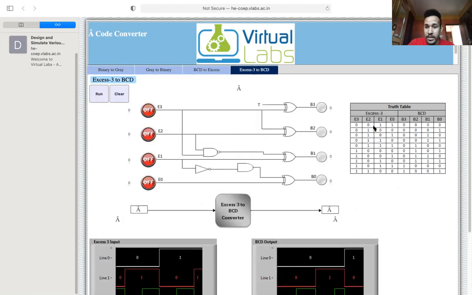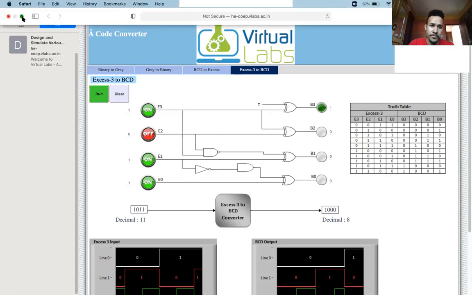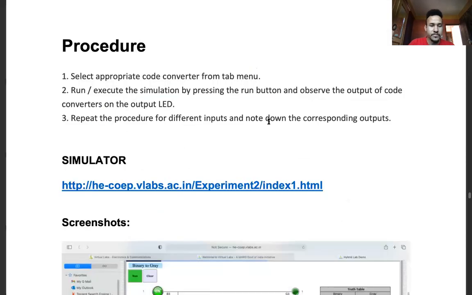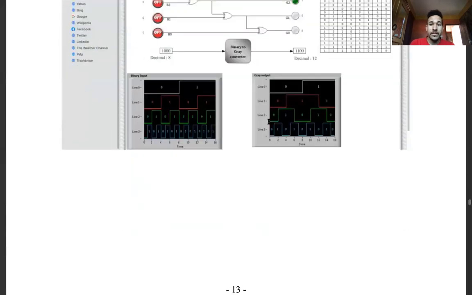And the last one, I'm taking the second last, 1011. I'm running the program. Then its corresponding binary coded decimal is 1000, which is correct with the truth table. Then here are some of the screenshots of it.